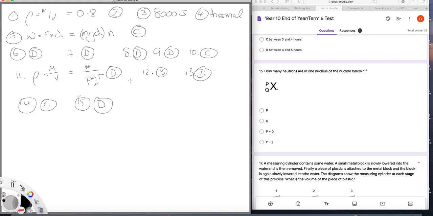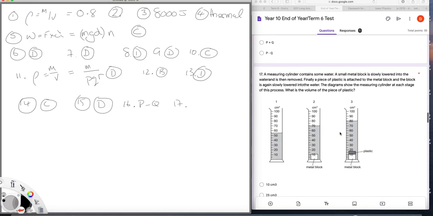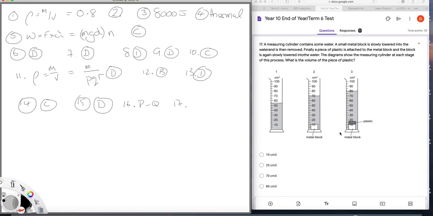16. How many neutrons are in one nucleus of the nuclide below? The neutrons, of course, is P minus Q. 17. A measuring cylinder contains some water, and a small metal block is slowly lowered in. So we go from 55 to 70, which gives us the volume of the metal block, the difference between the two. And then with a little piece of plastic on top, we go from 70 to 80. So therefore the volume is 10 centimeters cubed.